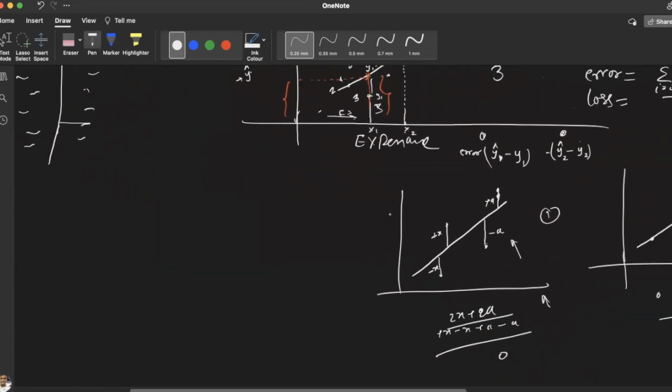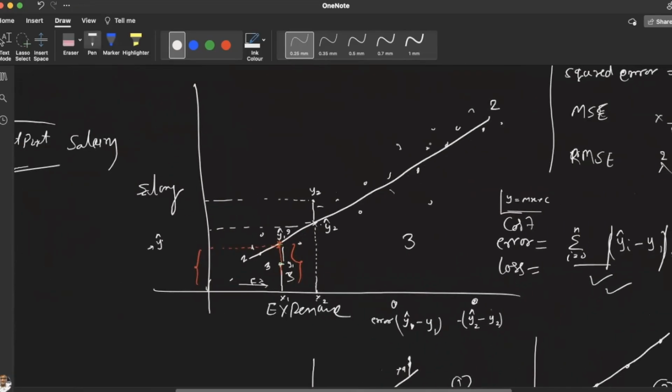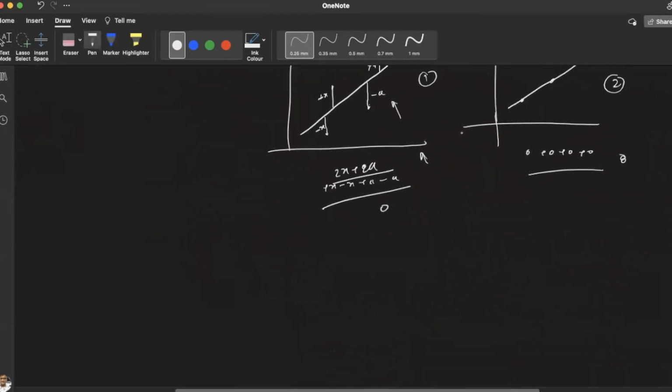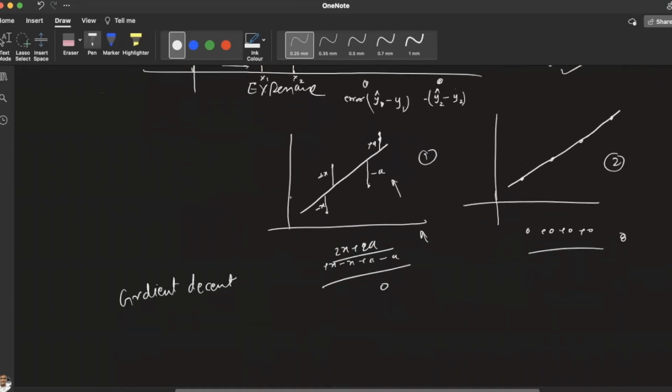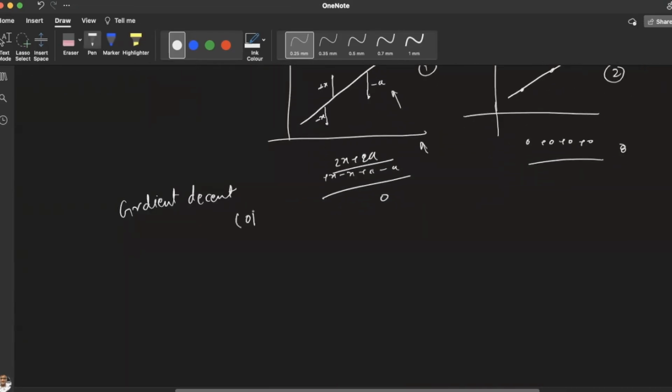Right. So let's understand, how do we exactly get a line like this? That's the process of linear regression, right? So there is an algorithm called gradient descent. Based on this algorithm, we try to find this line. Gradient descent is an optimization algorithm.